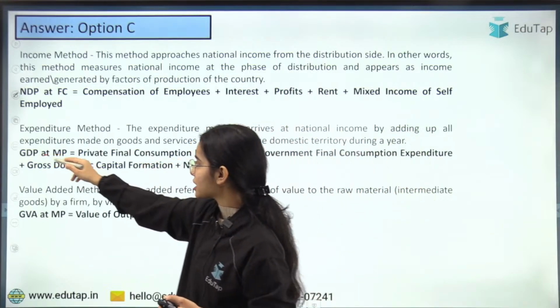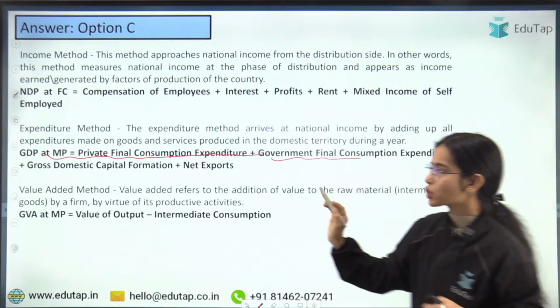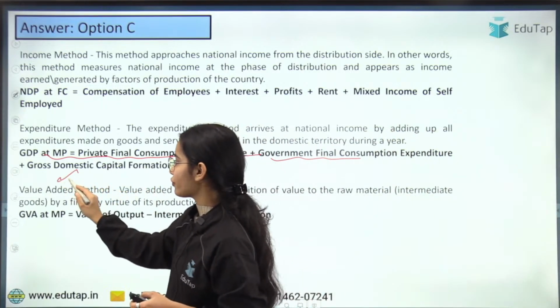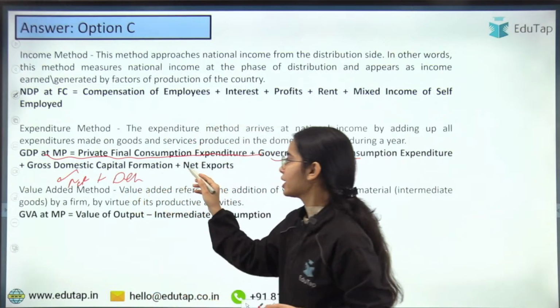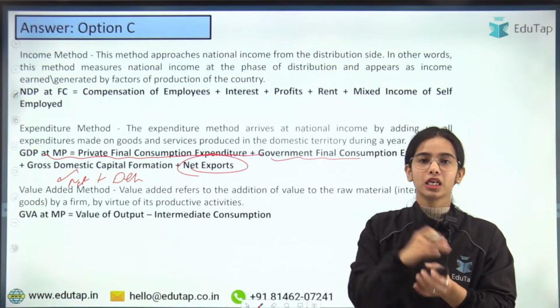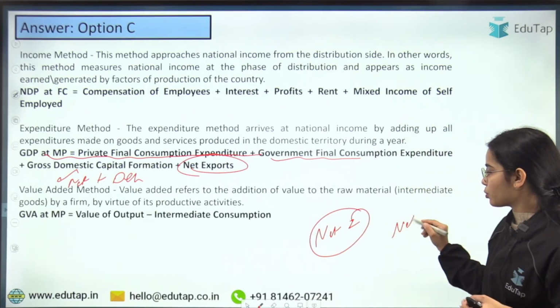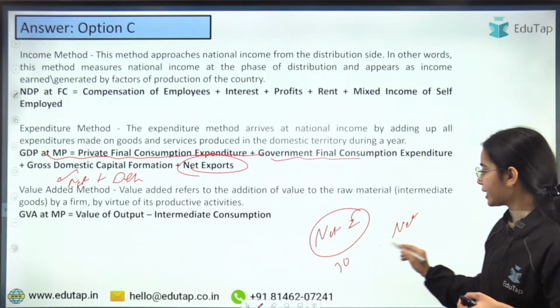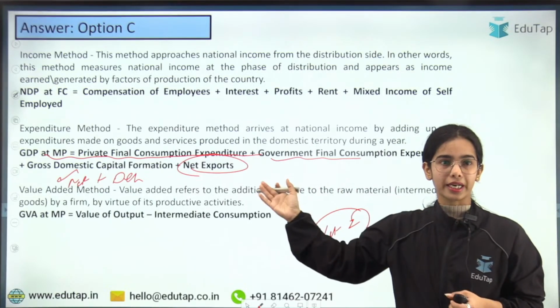So GDP at MP is equal to private final consumption expenditure plus government final consumption expenditure plus gross domestic capital formation. So if net domestic capital formation is given, just add the depreciation, okay, plus the net export. If net import is given, its opposite is net export. So if net import is 30, net exports will be minus 30 or vice versa. Okay, so this is the idea.